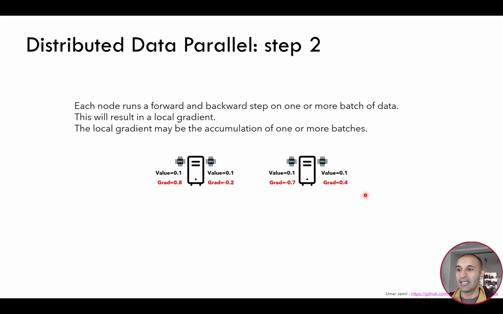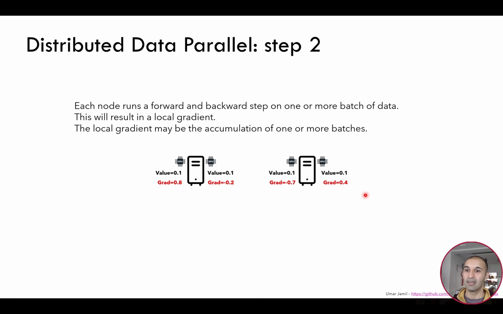The next thing we do is each node runs a forward and backward step on one or more batches of data. This will result in a local gradient being calculated, because as we saw before, when we run loss.backward, we have a gradient of the loss function with respect to each parameter. This local gradient may be different for each node, because each one is training on a different subset of the data. And this local gradient may also be the accumulation of one or more batches.